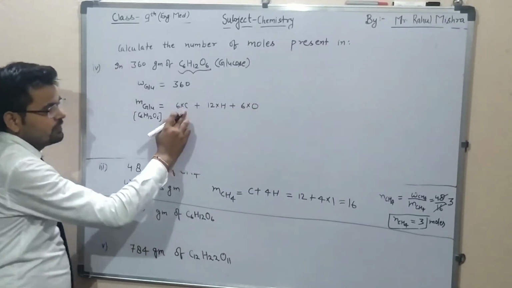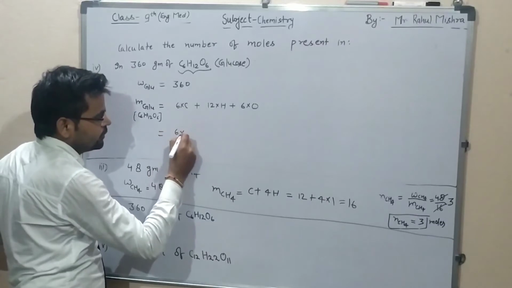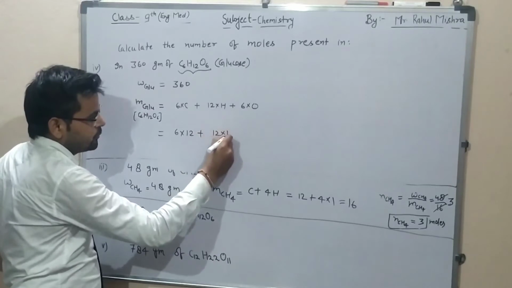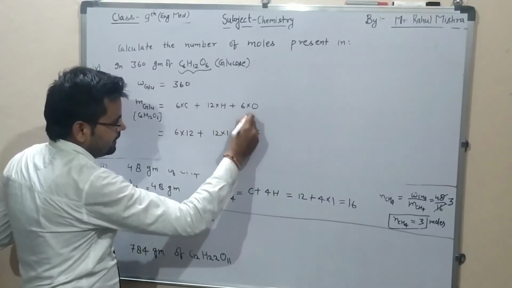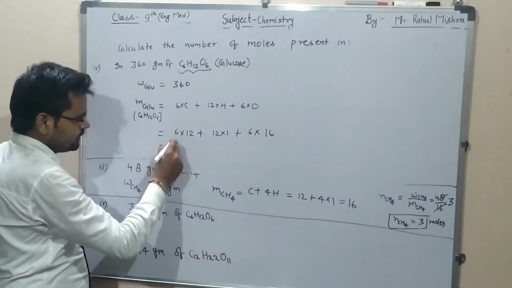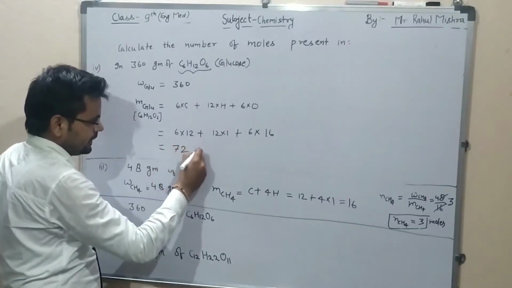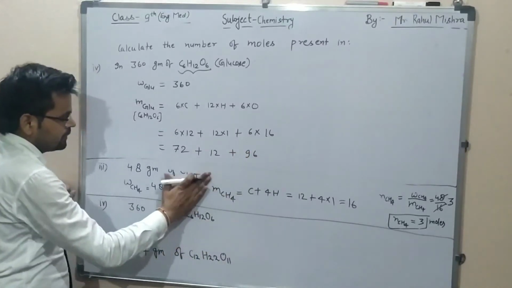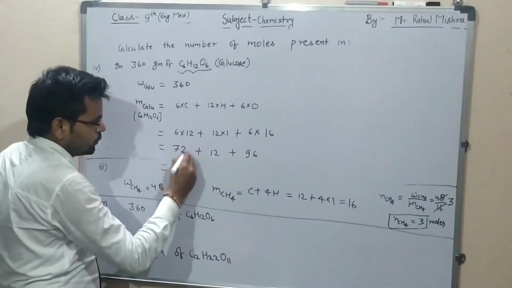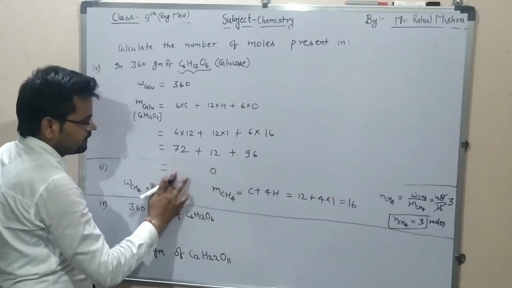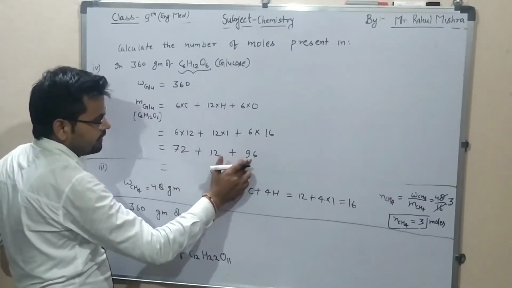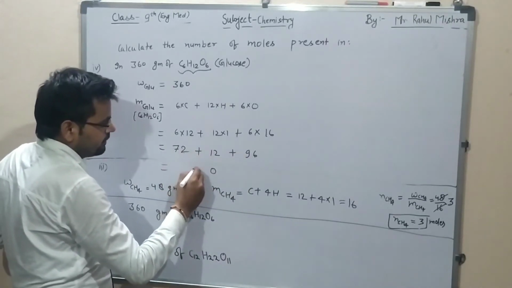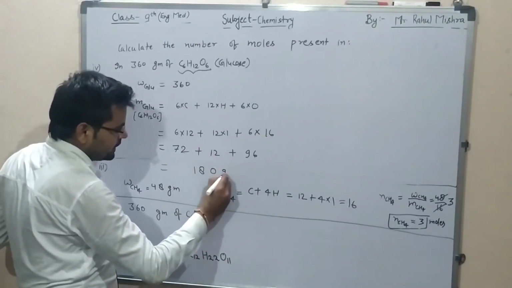So 6 into the atomic mass of carbon, 6 into 12, plus 12 into the atomic mass of hydrogen, 12 into 1, plus 6 into the atomic mass of oxygen, which is 16. So 12 6s are 72, plus 12, plus 96. Now we solve it. 2 4 6 10, 7 1 8 and 9 17 and 1 carry 18. So it is equal to 180 gram.